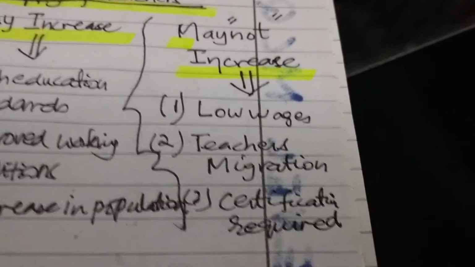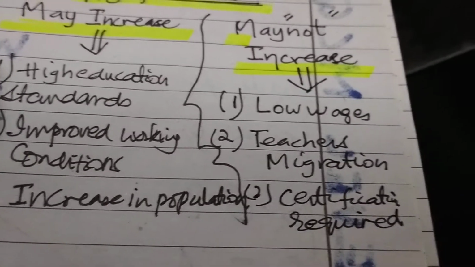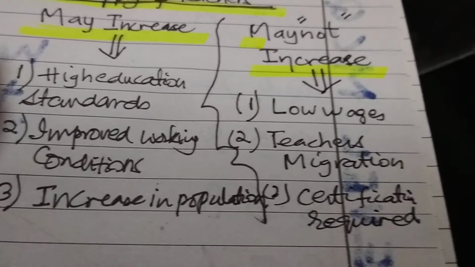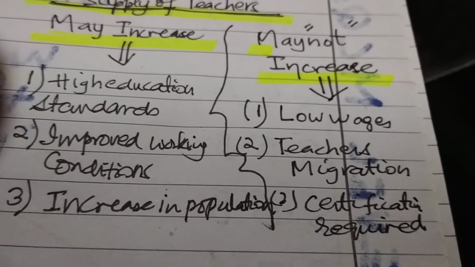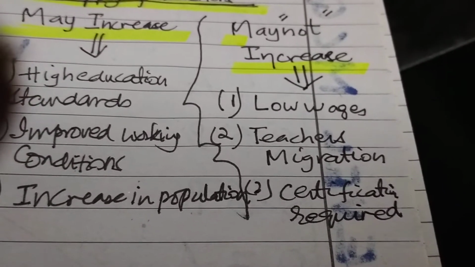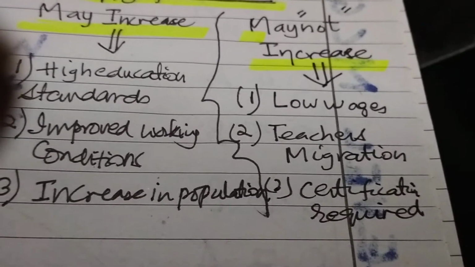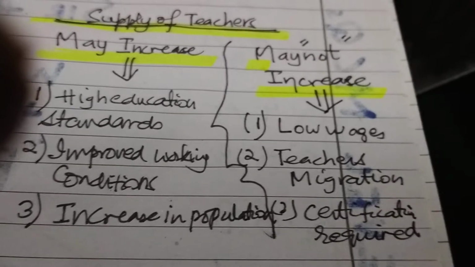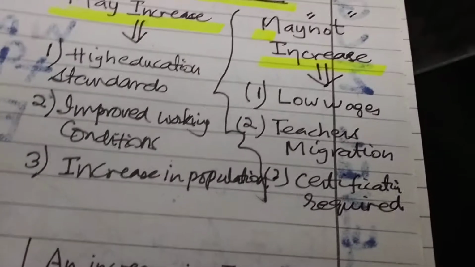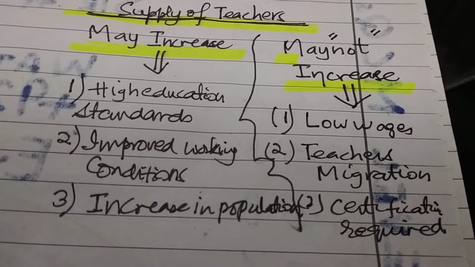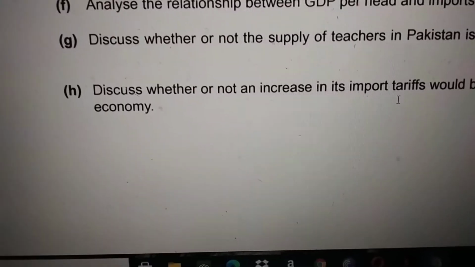On the other side, the supply of teachers may not increase in Pakistan. Maybe there is a case of low wages in the majority of the schools. Teachers may be migrating to China and some other countries, Dubai, UAE, for better prospects. And if there is a solid certification required for teaching, then the supply of teachers may also not increase in Pakistan, as chances are that the government of Pakistan is making sure that B.Ed is compulsory for teaching.